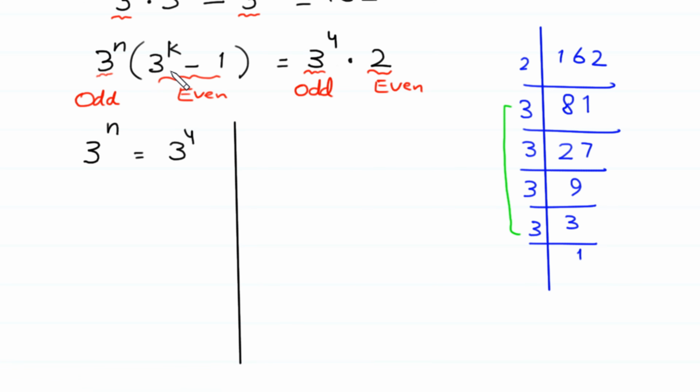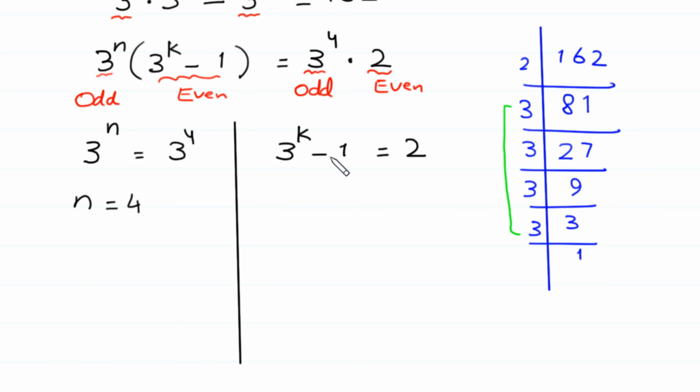And we write this even number 3 to the power k minus 1 equal to this even number 2. 3 to the power k minus 1 is equal to this even number 2. Now from here you can see that the base is same at both sides. So we can write this power n equal to this power 4. N is equal to 4.